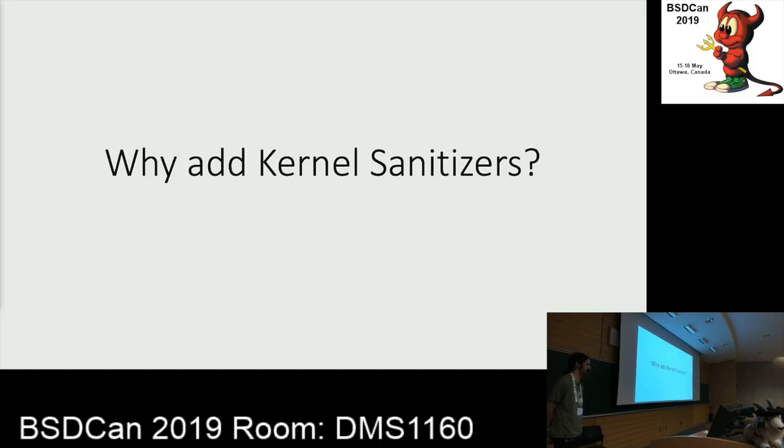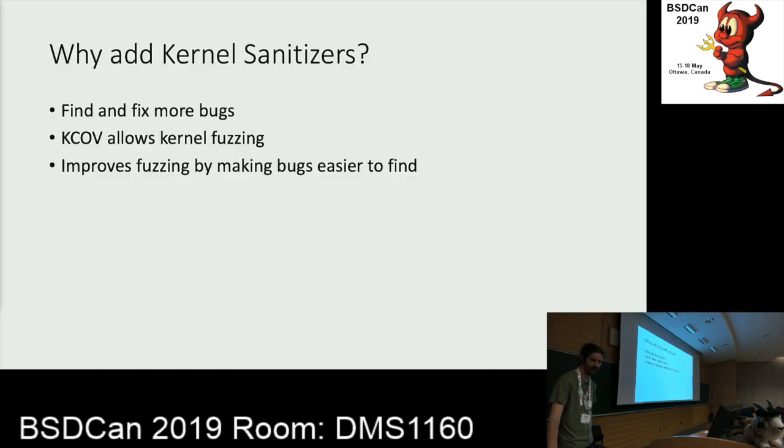But okay, so we've got some sanitizers, but why? Why do we want them? Well, the obvious one, making bugs easy to find and hopefully fix is good. I want to be able to know I'm doing something stupid and make it easy to find. Kcov is good. It helps fuzzing. It means that we can find more bugs and hopefully fix them. And having the right parts of Kcov and the other sanitizers makes fuzzing bugs easier to find.